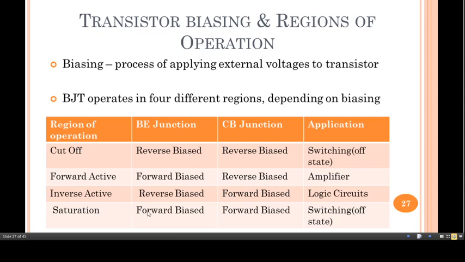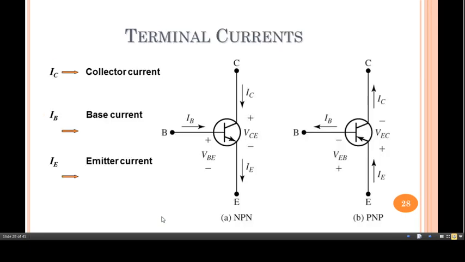In case of saturation, base emitter junction is forward biased, collector base junction is forward biased, and application of transistor is as a switch. Sorry, here it should be on switch. So, on switch. So, there are 4 operating regions of BJT, means BJT operates in these 4 regions: cutoff, forward active, inverse active and saturation.